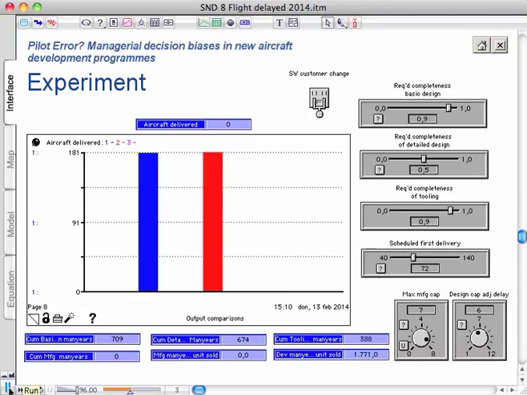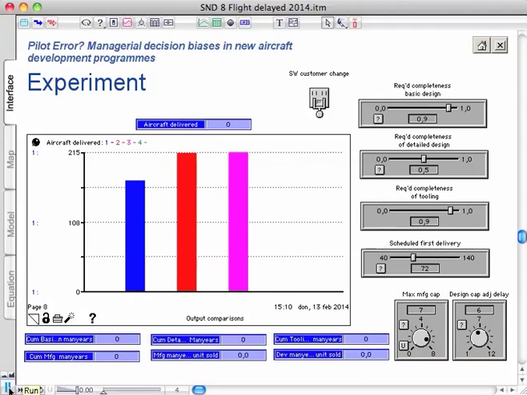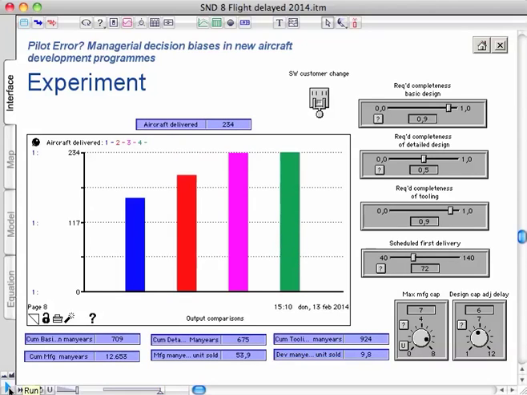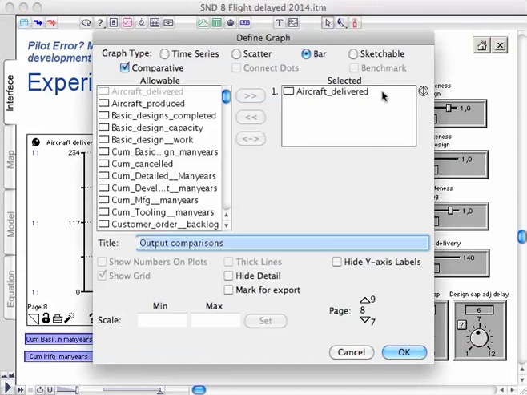The scales are not adjusted during the runs. 50% more capacity. And at last, 75% more capacity. And you can see that you, in the same time period, sell far more planes. I have to adjust the scale here once more.